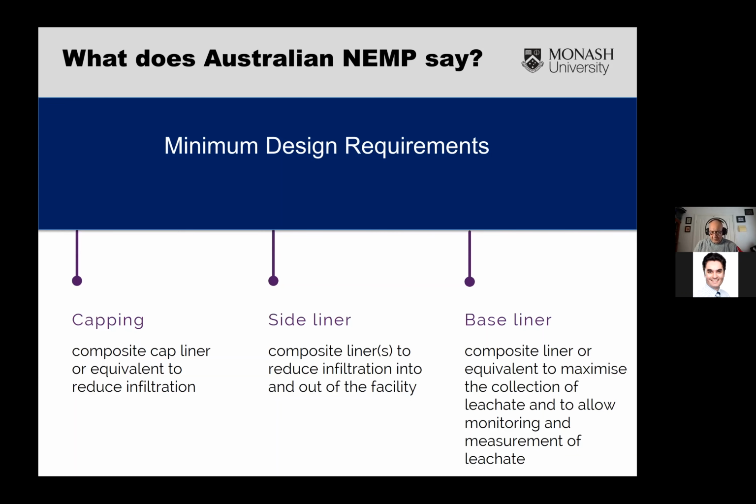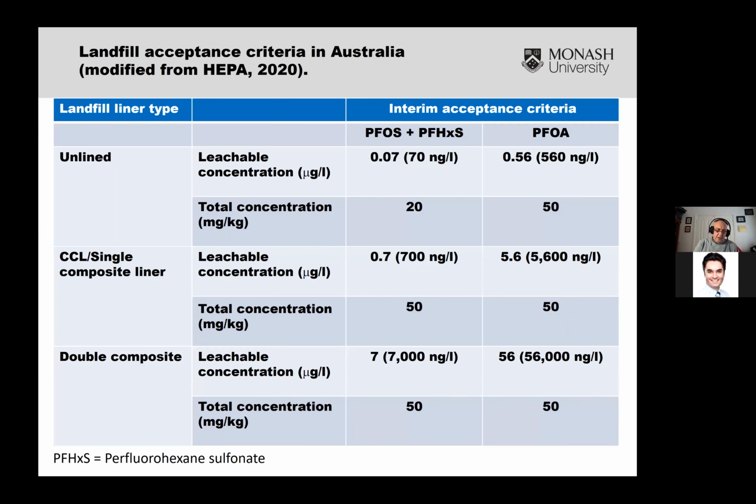Now, we also have further guidance on lining systems. So this table comes from a document, and it distinguishes the liner type, whether they are unlined or you have a single composite liner or a double composite liner. At the same time, it gives you an acceptance criteria in relation to these. In this particular case, it's very specific.